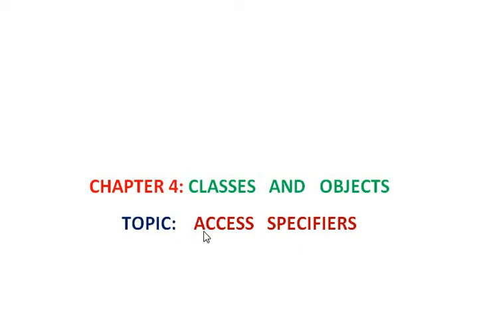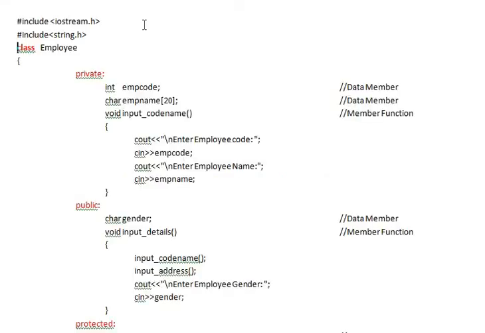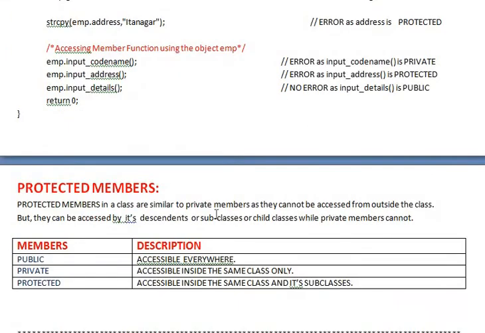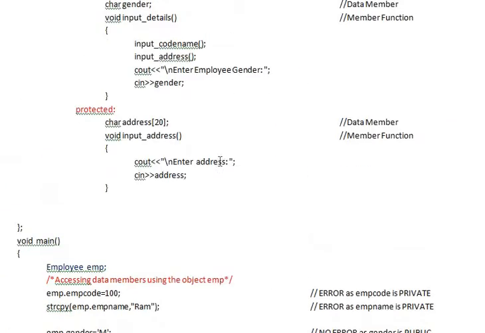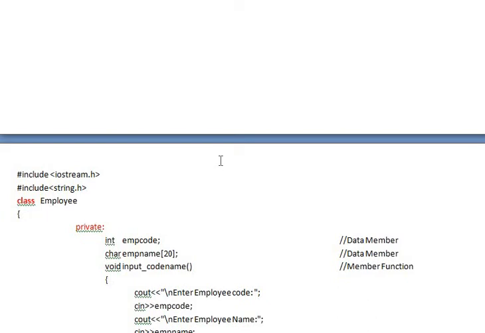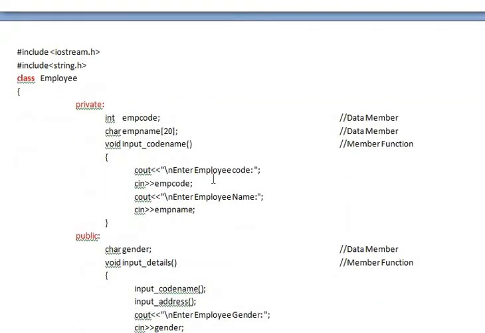Now let's continue with the topic access specifiers. In today's presentation I will explain the concept of access specifiers with the help of a C++ program. Now here is the C++ program that I am going to explain to you. This program is not mentioned inside your book, but I have included it here.